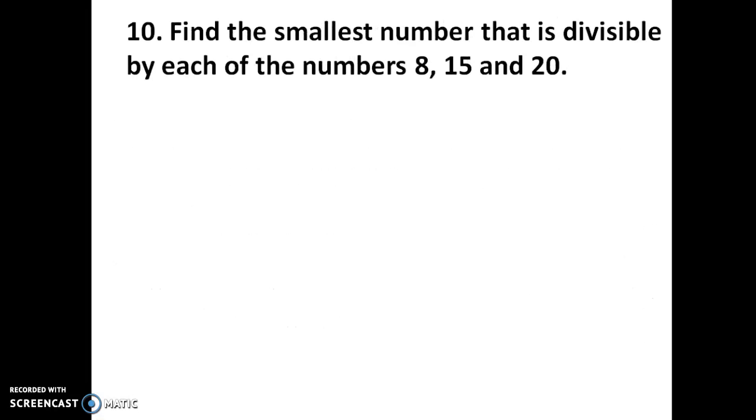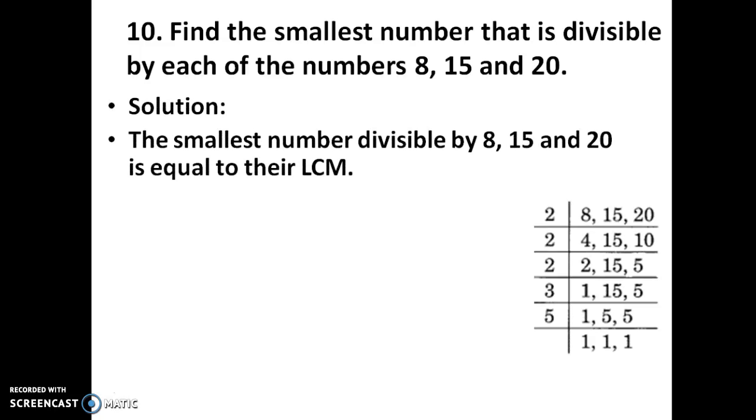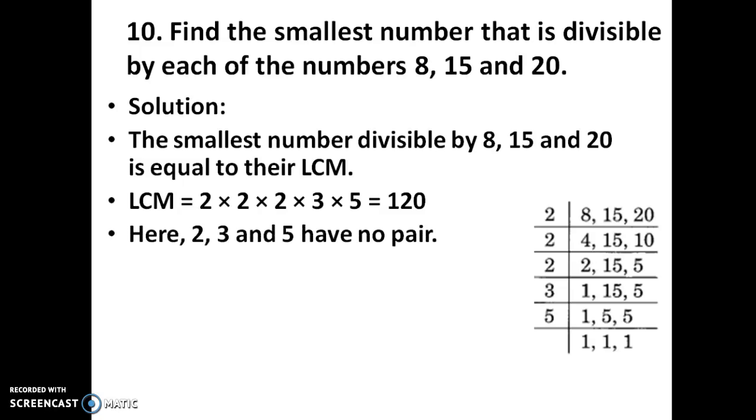And the last problem: find the smallest number that is divisible by each of the numbers. This is also similar. So you will do the LCM of these three. Here you see which are not making pairs. So 2, 3, 5, all these three are not making a pair.